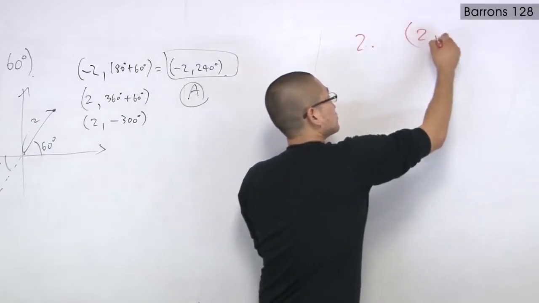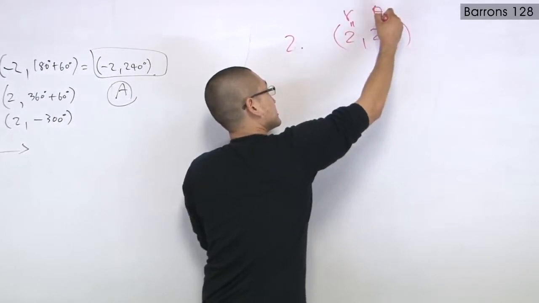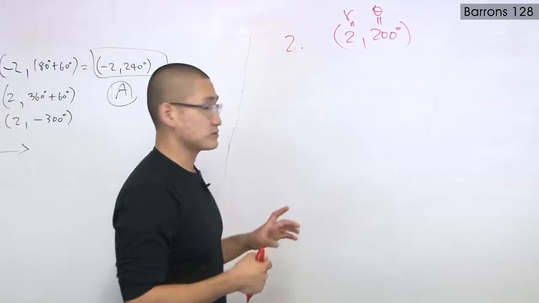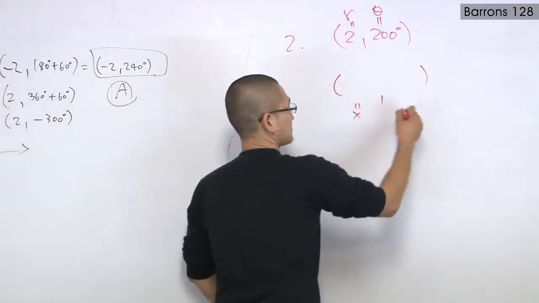This one has a 2 and 200 degree polar coordinates. Of course, this is r, this is theta. They want you to express this in terms of rectangular coordinates, which is x and y. So how do we express this in x and y?